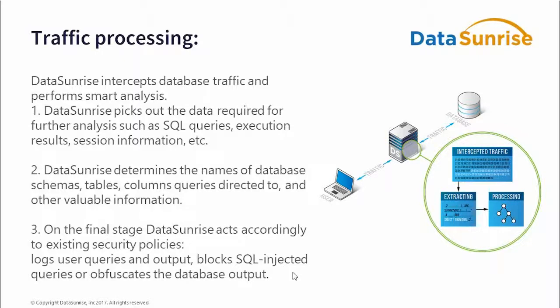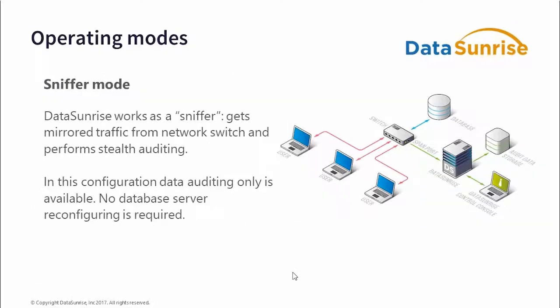This is how DataSunrise works. First, it intercepts the incoming traffic. Then we parse it to pick out SQL queries and other valuable information. After that, DataSunrise implements the existing policies. It prevents queries from running, masks or audits the data.